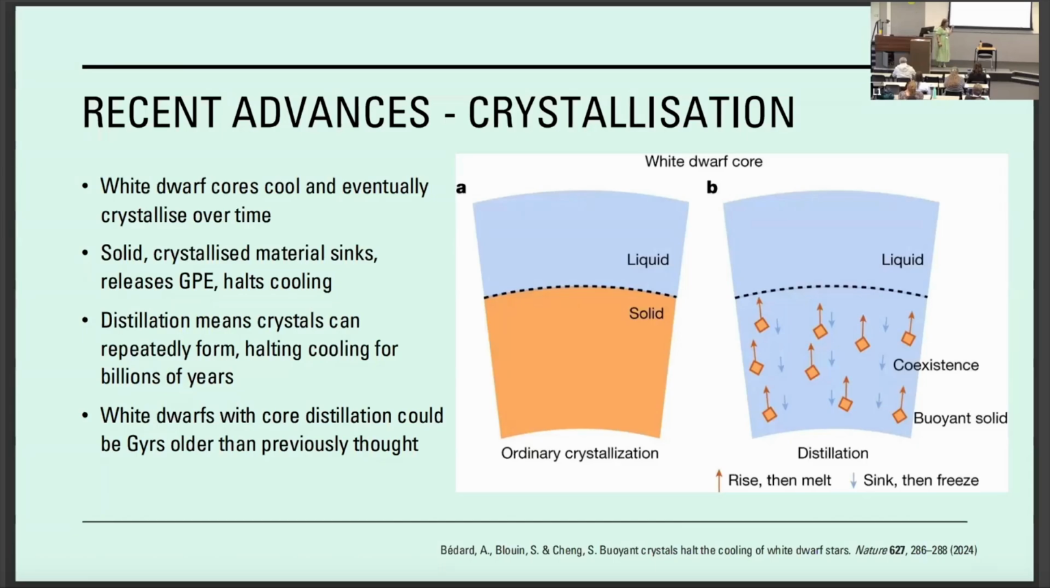We've also now discovered more recently, in a paper from last year, that you can effectively get distillation as well. So you can have small crystals that will start to rise and melt and sink and freeze in this kind of constant cycle, which can produce even more gravitational potential energy than we previously thought. And this can actually halt white dwarf cooling for up to 9 gigayears in some cases, which throws off basically any age determinations you might think you have, because you've got to factor in what's going on beneath the surface.